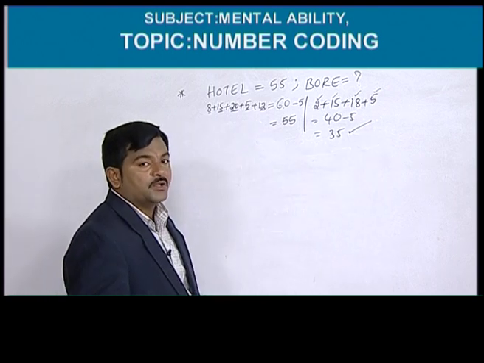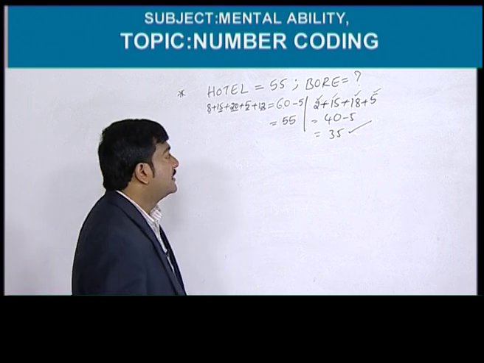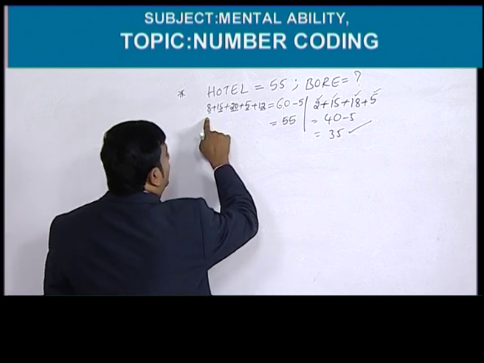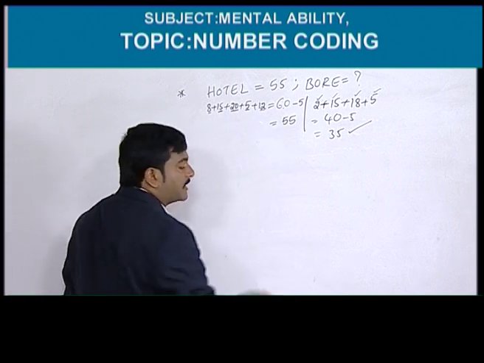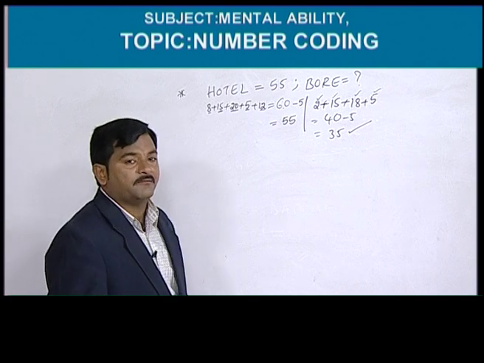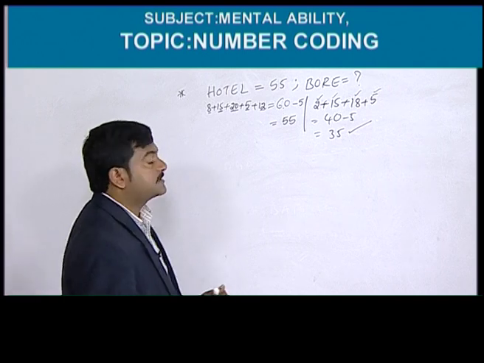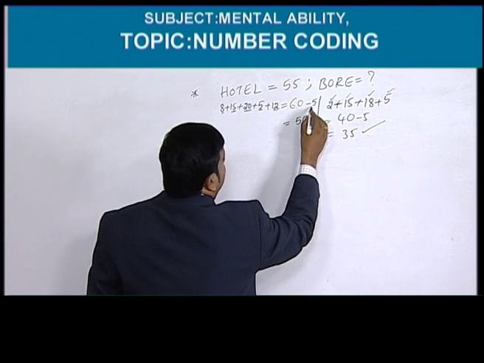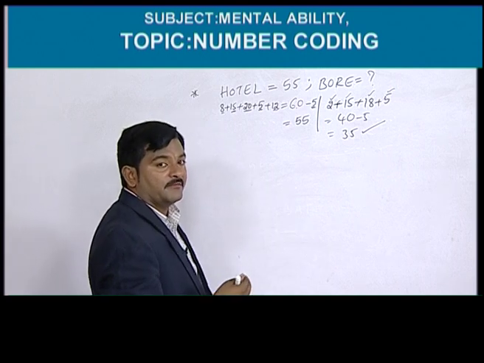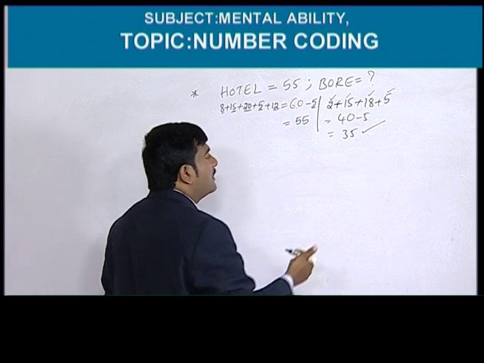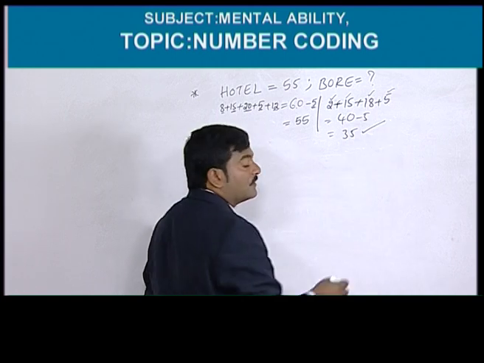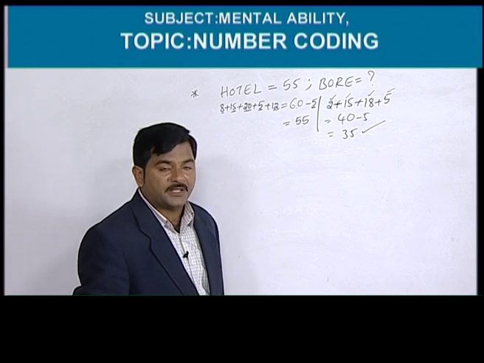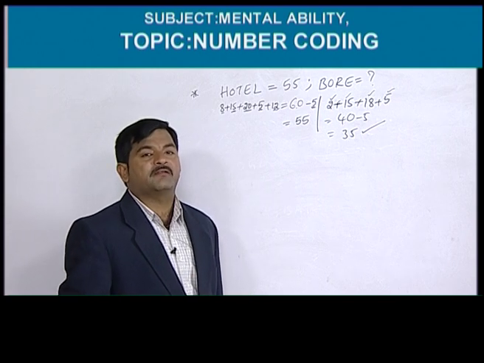But sometimes you may get a doubt also. You may think from this point of view also. For example, I am adding all these numerical numbers, how much am I getting? 60. Since the given word hotel is having 5 letters, he subtracted simply 5. But the given word bore is having only 4 letters, he can subtract 4 also. Then which one is the answer? Is it 35 or 36? That depends on the nature of the given options.